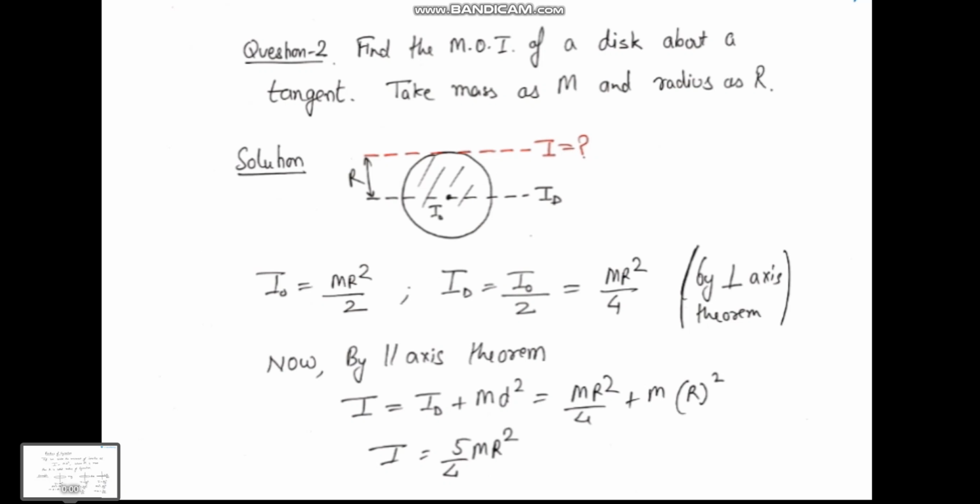Let's take another problem. I want to find the moment of inertia of a disk about a tangent. Suppose the mass is M and radius R. So this is a disk and I want to find the moment of inertia about a tangent. For that matter, I will use the parallel axis theorem, and first I will find the moment of inertia about an axis through the center of mass like this, which is obviously a diameter. Now we know that I0, the moment of inertia about the center perpendicular to the plane, is MR squared by 2. It has been derived earlier.